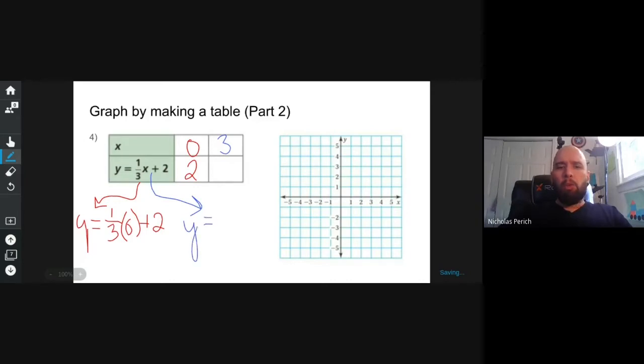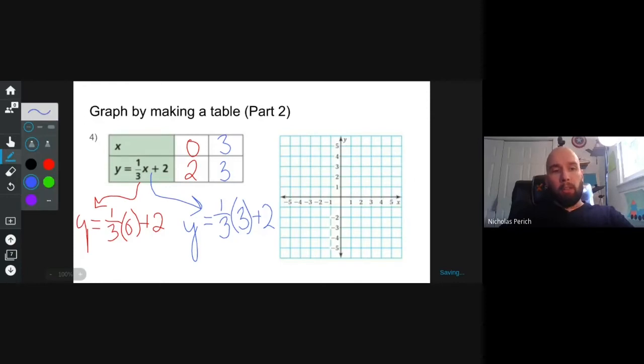So I'm going to plug that in. Y equals 1/3 times x. I decided that x is going to be 3. So 1/3 of 3 plus 2. 1/3 of 3 is the same thing as saying 3 divided by 3. So 3 divided by 3 is 1, and 1 plus 2 is 3, and so I get 3.